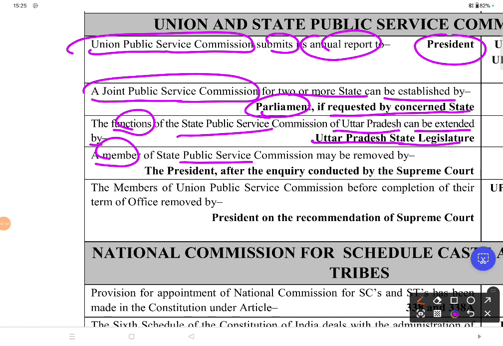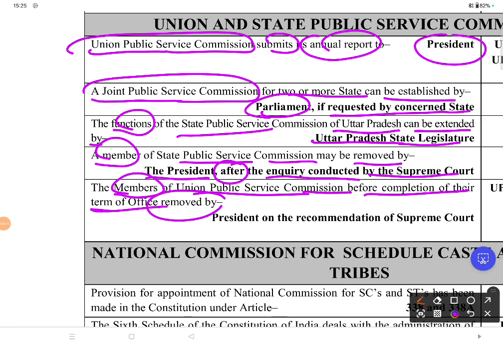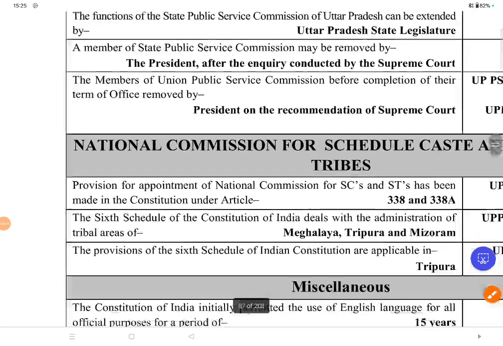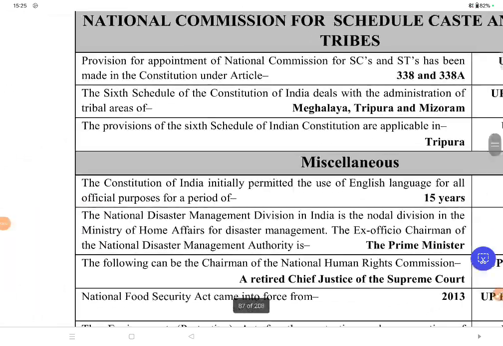A member of the State Public Service Commission may be removed by the President after an inquiry conducted by the Supreme Court. The members of the Union Public Service Commission can be removed before completion of their term of office by the President on the recommendation of the Supreme Court. Move on to the next chapter, that is National Commission for Scheduled Caste and Scheduled Tribe.